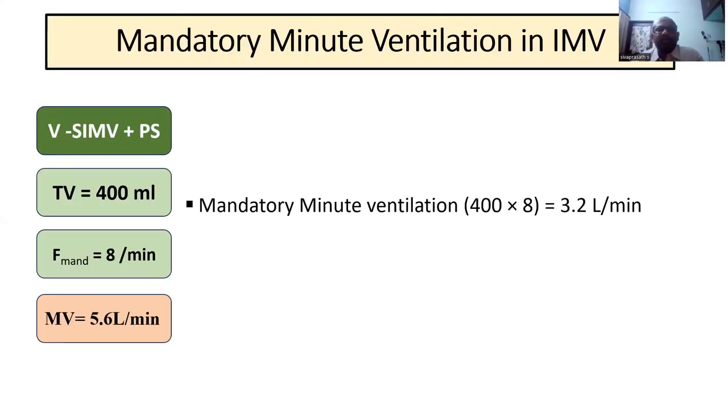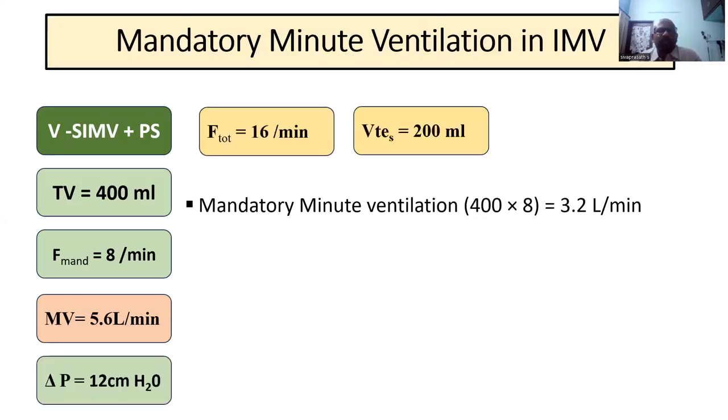Now what happens is, the mandatory minute ventilation, suppose the patient does not have any breath on his own, what happens? It will give 8 breaths with 400 ml, that is, his minute ventilation will only be 3.2 liters per minute. Now he is going to have spontaneous breaths. So I support those spontaneous breaths with a pressure of 12 centimeters of water.